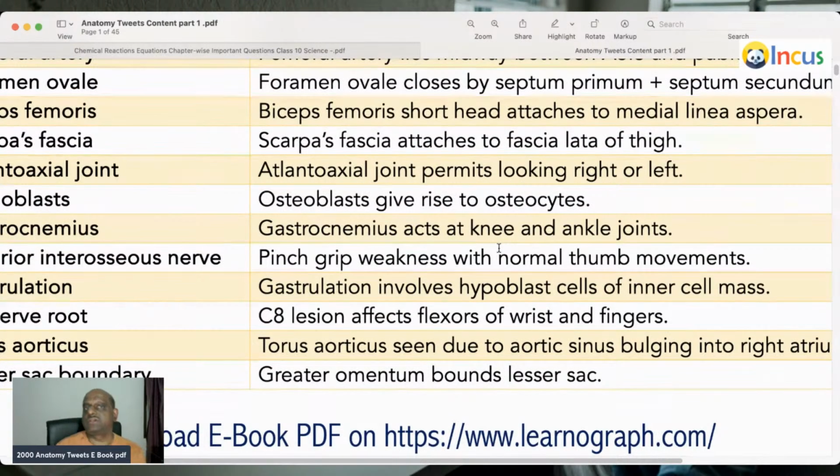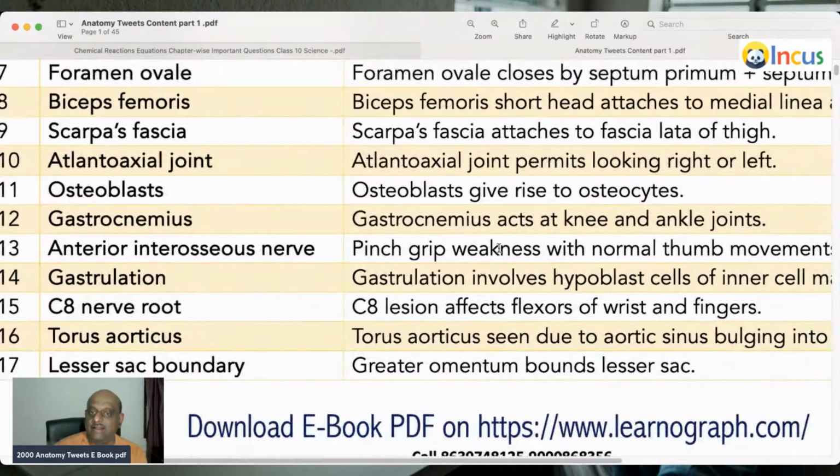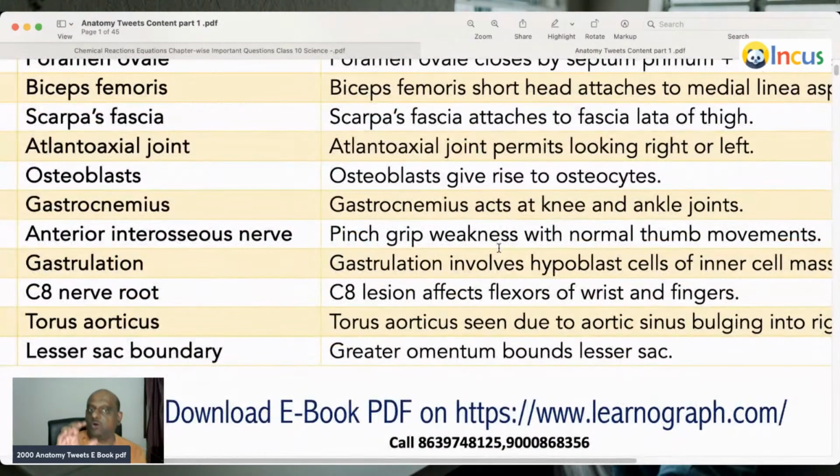Where does the gastrocnemius act? Both at the ankle and also the knee. For their movements, you require the gastrocnemius. Pinch grip weakness: it is the anterior interosseous nerve, which is the branch of the median nerve, that is responsible for the pinch grip weakness. When pinch grip weakness is there with a normal thumb movement, you need to think of the anterior interosseous nerve as responsible.